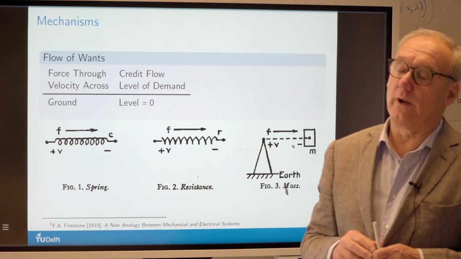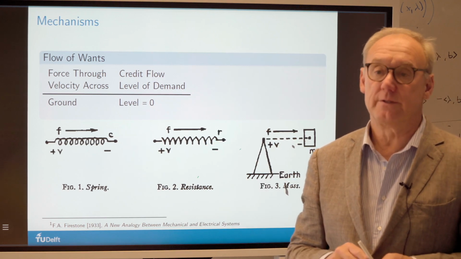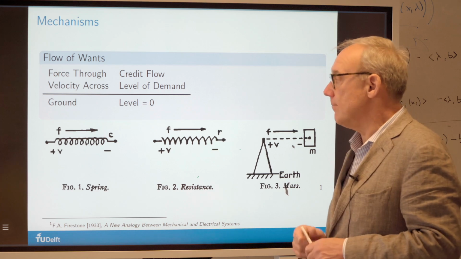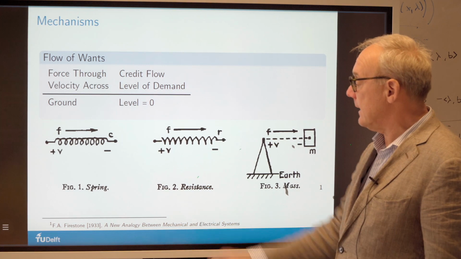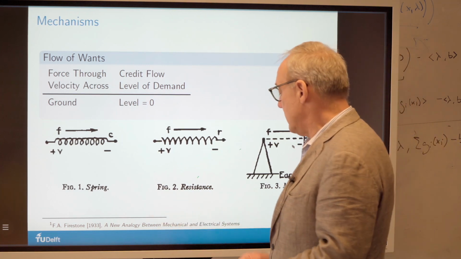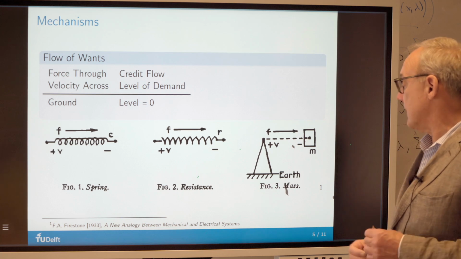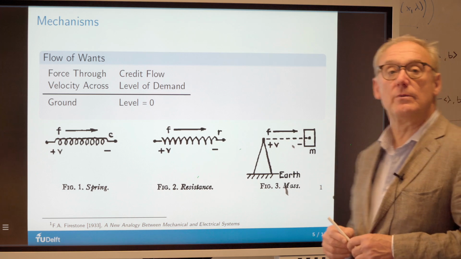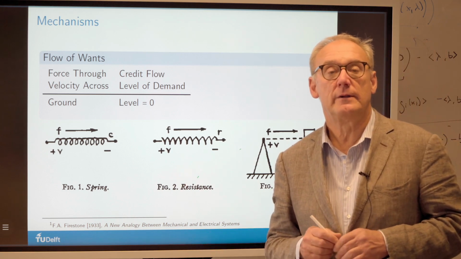Okay, so what I want to do now is I'm going to switch subjects, but before I do, I'm going to take a break. This is a nice moment. And then we'll start talking about mechanism. I'm going to have some pictures here from a paper by a certain guy called Firestone. He has a paper, it's right here, a new analogy between mechanical and electrical systems. If in the break you want to take a look at that paper.